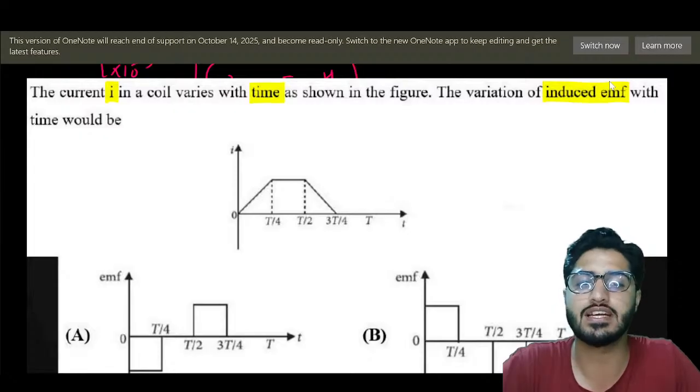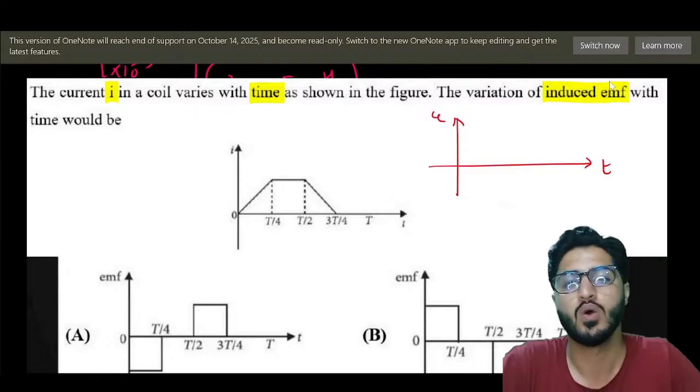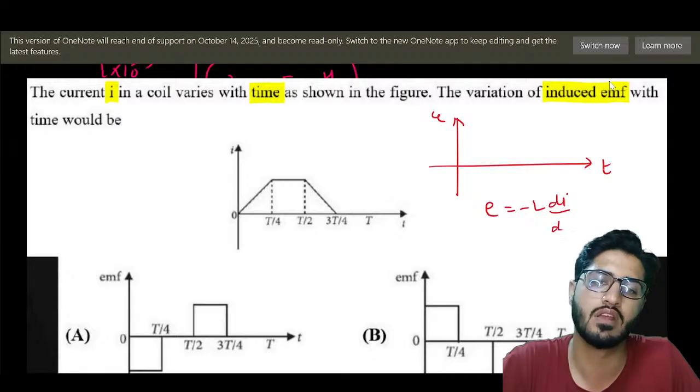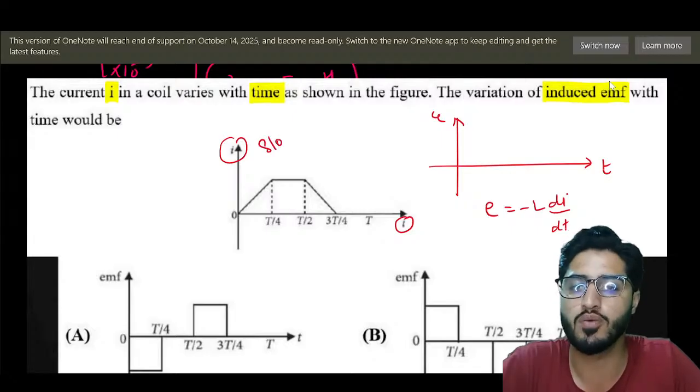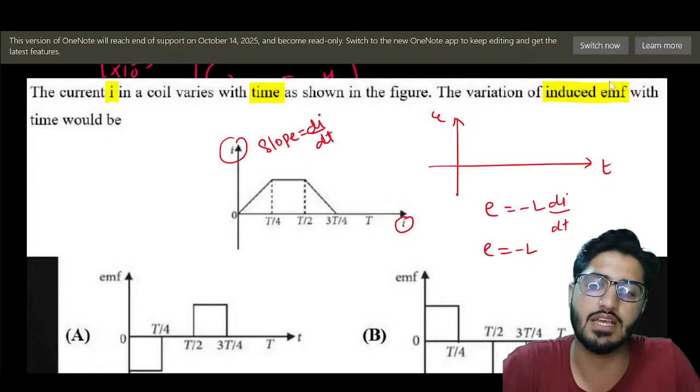Look, the I-T curve is given. We need to find out the E-T curve. So how can we find it? What is E basically? E equals minus L dI by dt. Look, current is an I versus T curve, right? So what is it? It is the slope. So the slope of this curve will be dI by dt. So E equals minus L into slope.